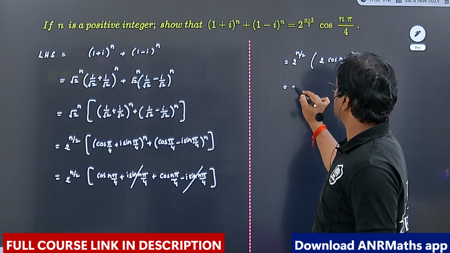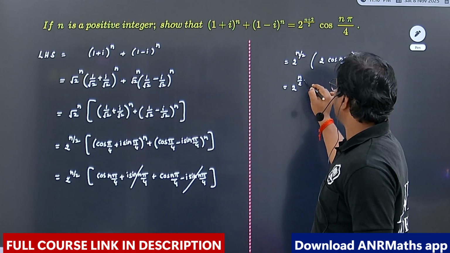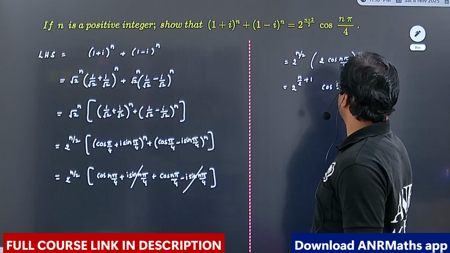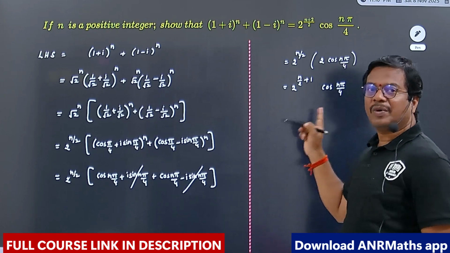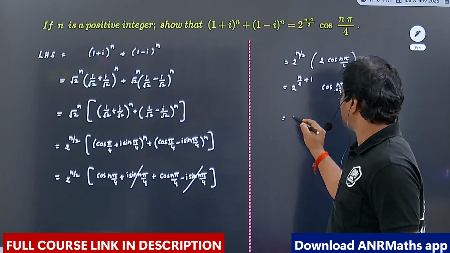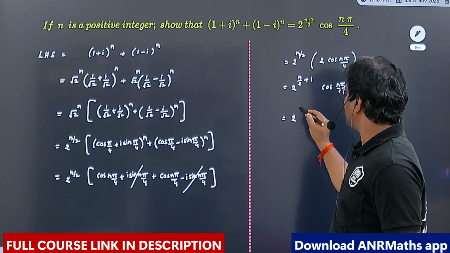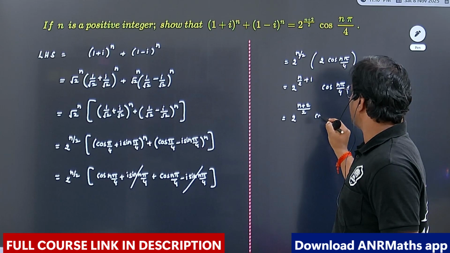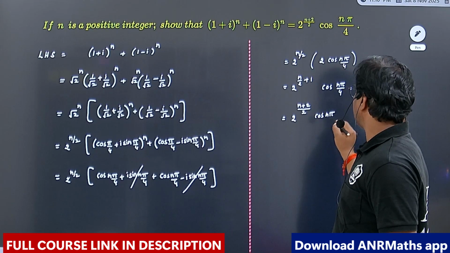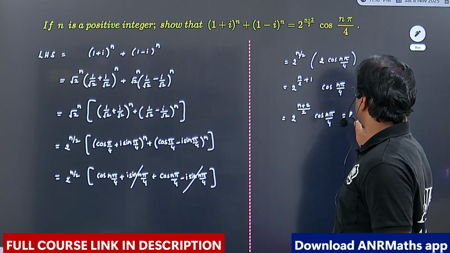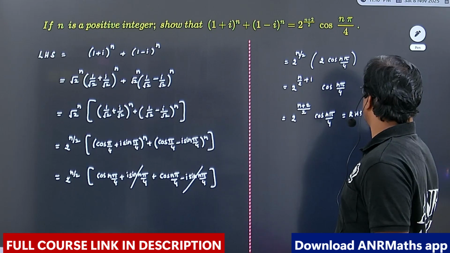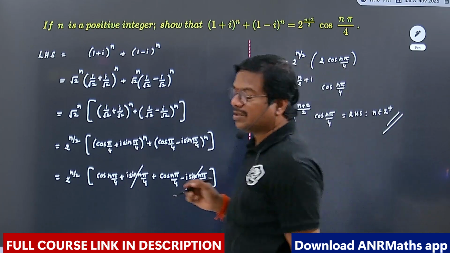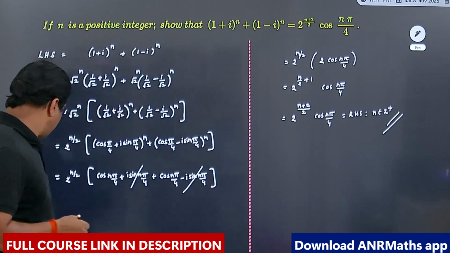Now this is 2 to the power of n by 2 plus 1 into cos of n pi by 4. 2 power n by 2 plus 1 value, that is 2 to the power of n plus 2 divided by 2 of cos n pi by 4. This is your RHS where n belongs to Z plus. That's all. Let us move to the next question.